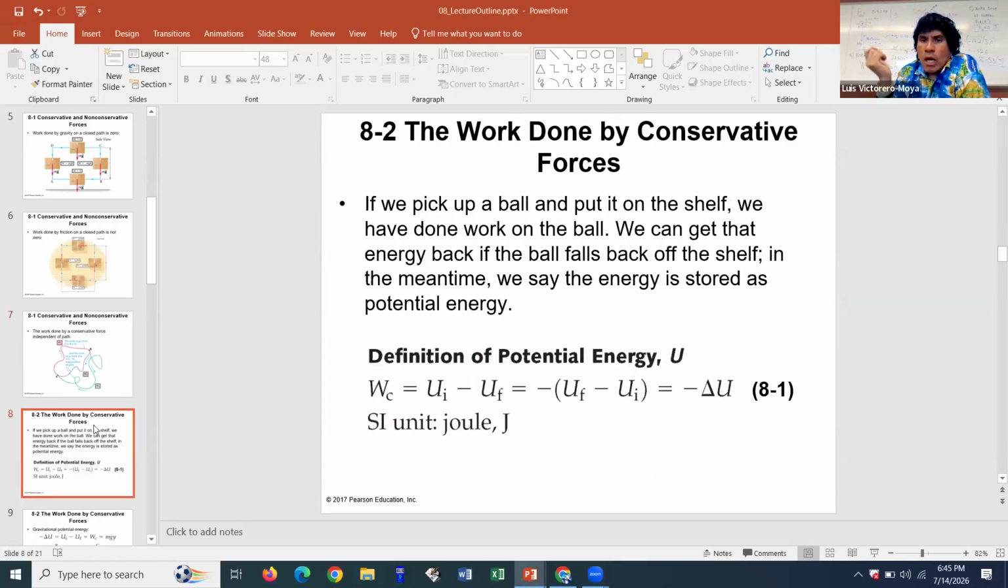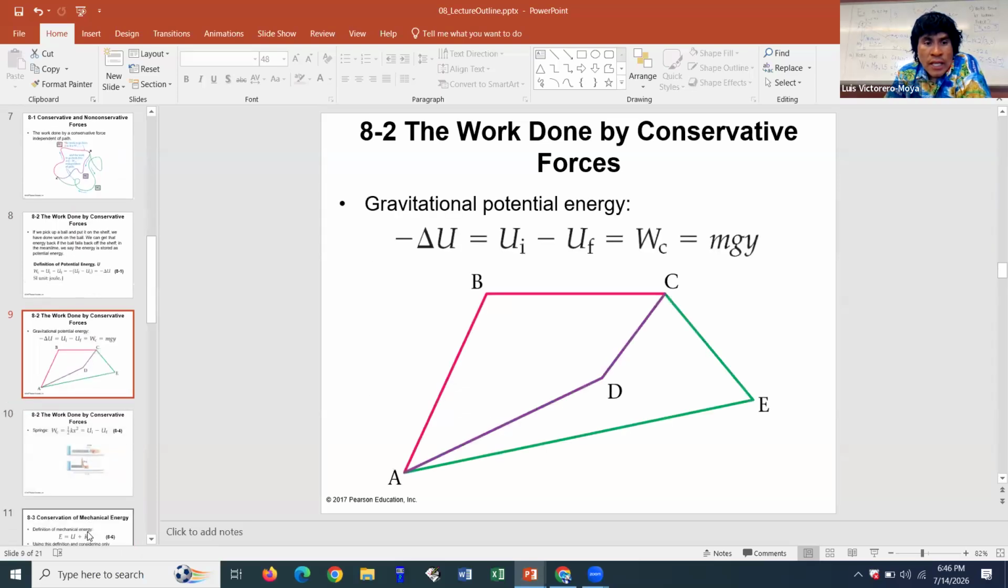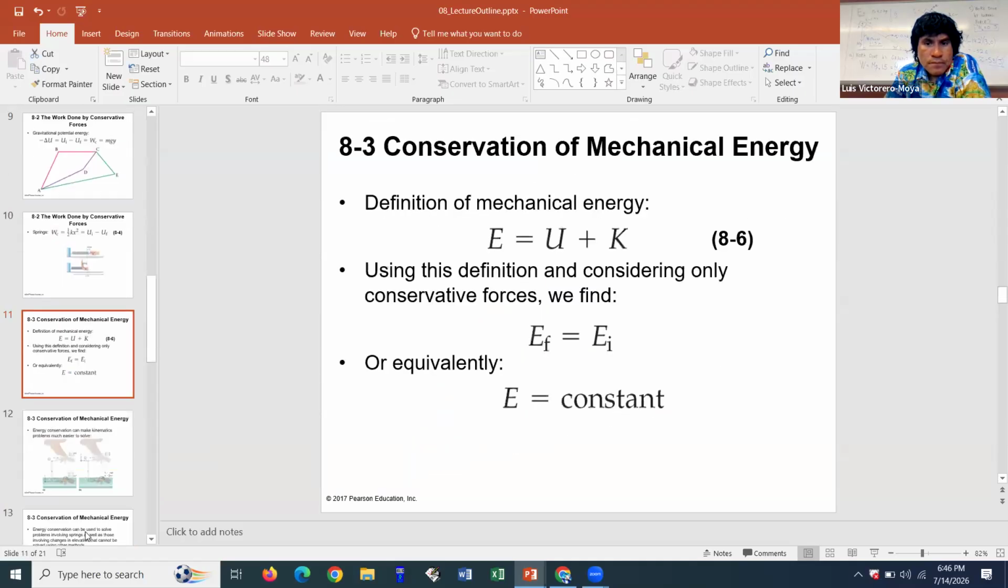If you pick a ball and you place it on a shelf, you are doing work on the ball because the ball now is on top of a shelf. So then there is potential energy stored by the ball and you get it back when the ball is dropped. But that potential energy doesn't disappear. It's converted into kinetic energy. That is the idea here.